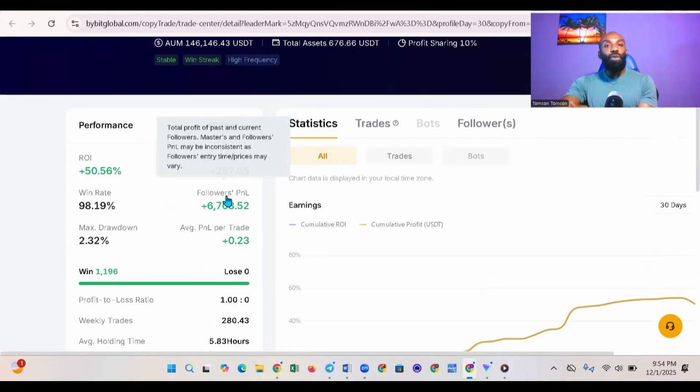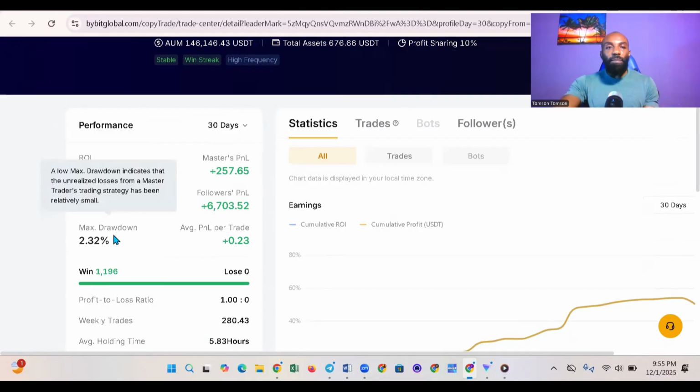Then you can see his followers' PNL. You can see plus 6,703. That is the profit and loss that he has made for his followers, okay? You can see his maximum drawdown, very, very minimal, just 2.3% of what he's trading. I think that is quite okay, okay?